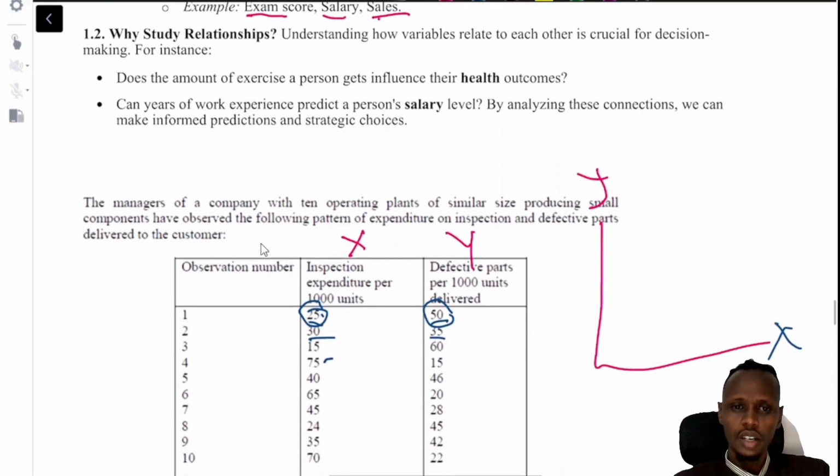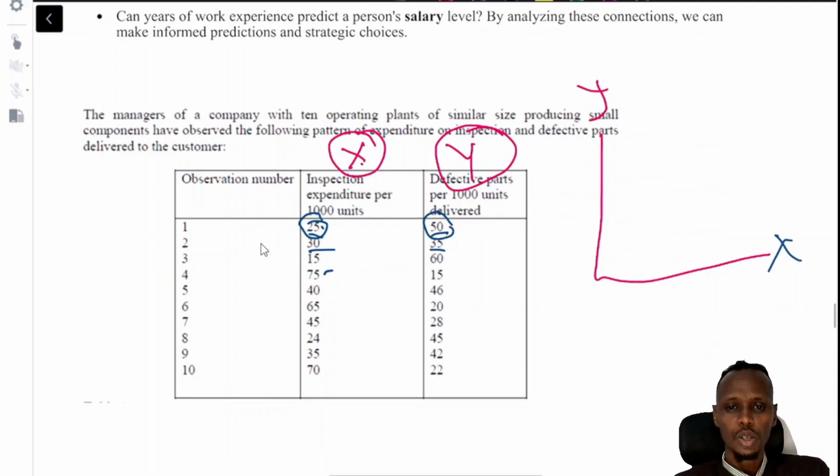So here is a script I have gotten from the course, and it gives 10 items or observations. The manager of a company with 10 operating plants of similar size producing small components has observed the following patterns of expenditure on inspection and defective parts. So what's the dependent and the independent? X here is X and here is Y. So the inspection is X, while defective parts is Y.